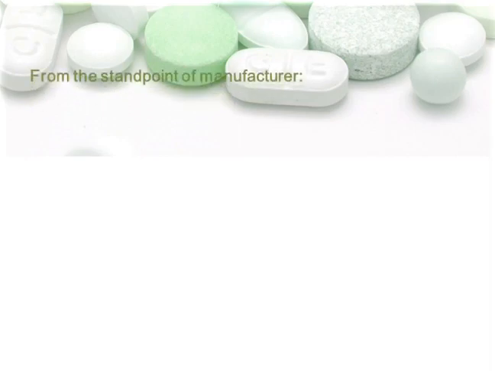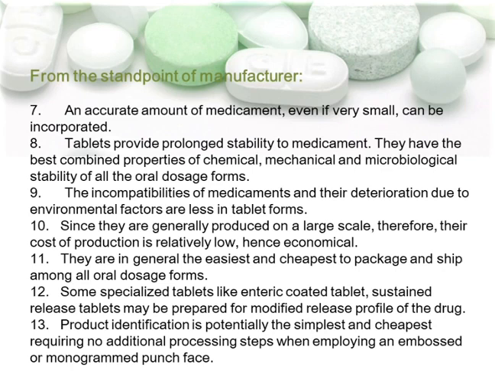What are the advantages of tablets from manufacturer point of view? An accurate amount of medicament, even if very small, can be incorporated into tablets. Tablets provide prolonged stability to medicament. They have best combined properties of chemical, mechanical and microbiological stability of all the oral dosage forms. The incompatibilities of medicaments and their deterioration due to environmental factors are less in tablet forms. Since they are generally produced on large scale, their cost of production is relatively low, hence they are economical. They are in general easiest and cheapest to package and ship among all oral dosage forms.